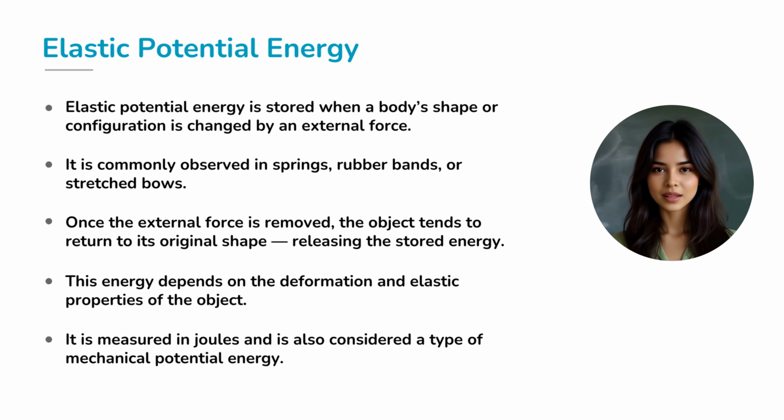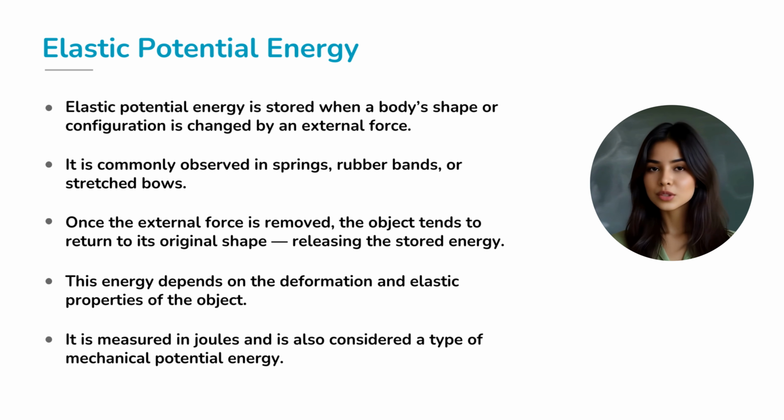This equation helps us quantify the energy stored in an object due to its height above the ground. Elastic potential energy is the energy stored in a body when its shape or configuration is altered by an external force. This typically happens when we compress, stretch, or twist an elastic object. You'll commonly notice elastic potential energy in everyday objects like stretched rubber bands, compressed springs, or a bow that's been drawn back with an arrow.